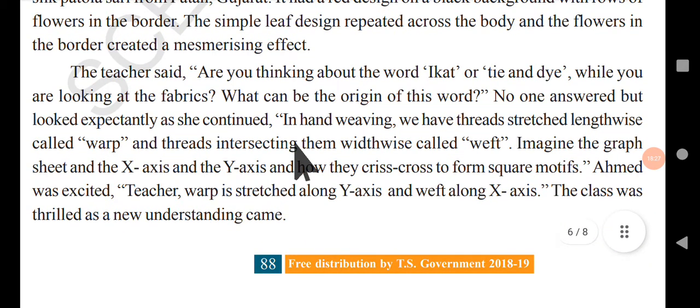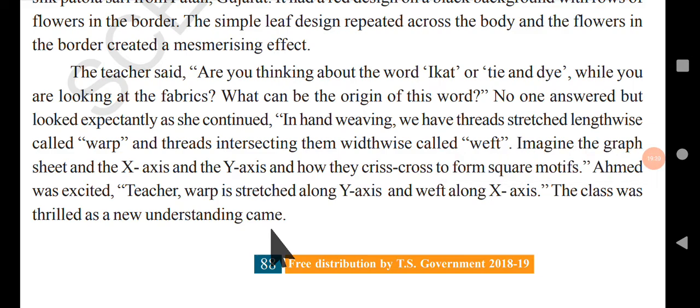So now the teacher continued, "Are you thinking about the word ikat or tie and dye while you're looking at the fabrics? What can be the origin of this word?" No one answered, but they looked expectantly as she continued. In hand weaving, we have threads stretched lengthwise called warp, and threads intersecting them width-wise called weft. Imagine the graph sheet and the x-axis and the y-axis, how they crisscross to form square motifs. Ahmad was excited. "Teacher, warp is stretched along the y-axis and weft along the x-axis." The teacher was thrilled as a new understanding came.